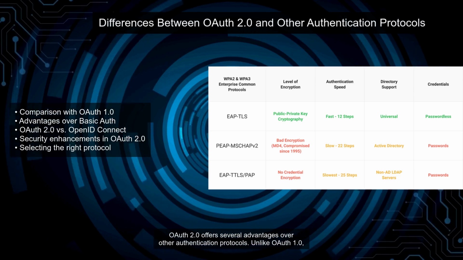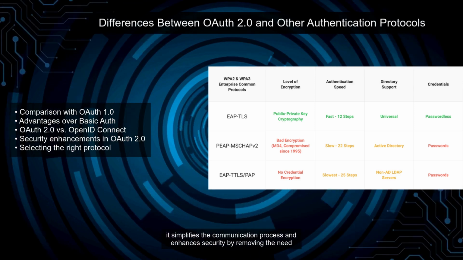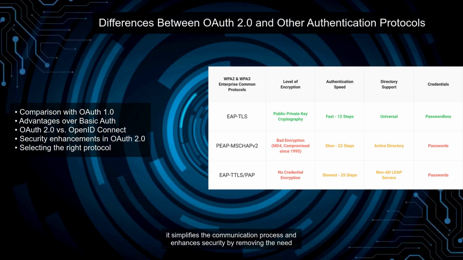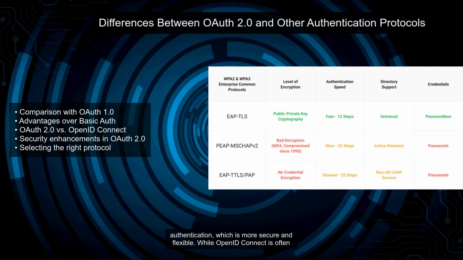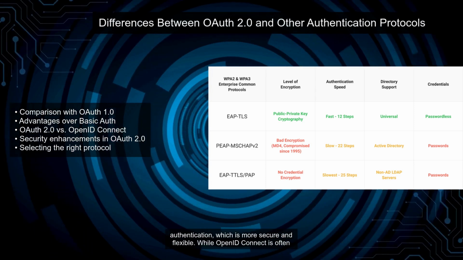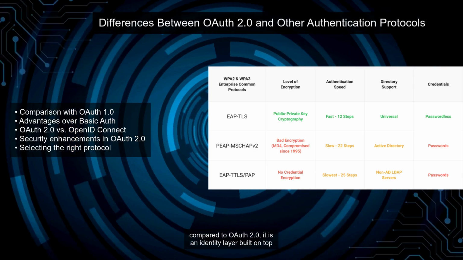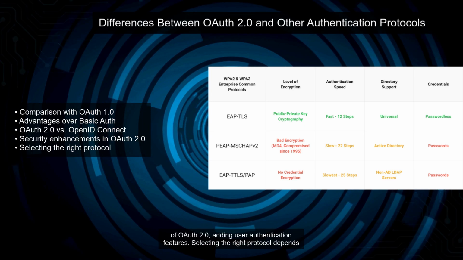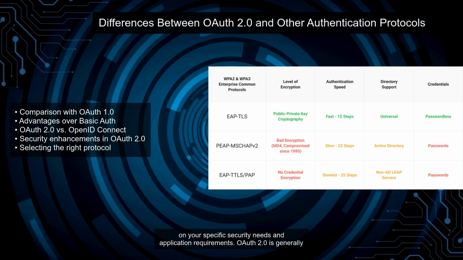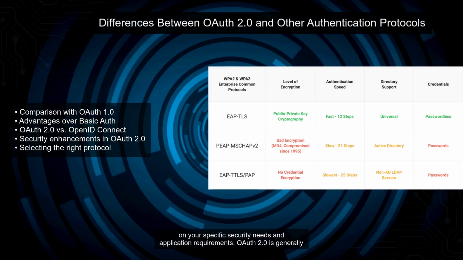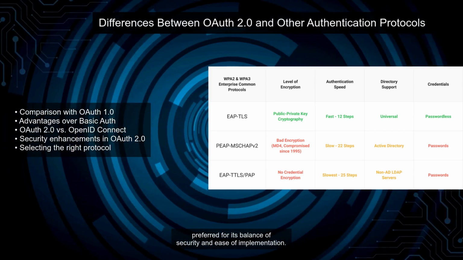OAuth 2.0 offers several advantages over other authentication protocols. Unlike OAuth 1.0, it simplifies the communication process and enhances security by removing the need for complex signature processes. Compared to Basic Auth, OAuth 2.0 provides token-based authentication, which is more secure and flexible. While OpenID Connect is often compared to OAuth 2.0, it is an identity layer built on top of OAuth 2.0, adding user authentication features. Selecting the right protocol depends on your specific security needs and application requirements. OAuth 2.0 is generally preferred for its balance of security and ease of implementation.